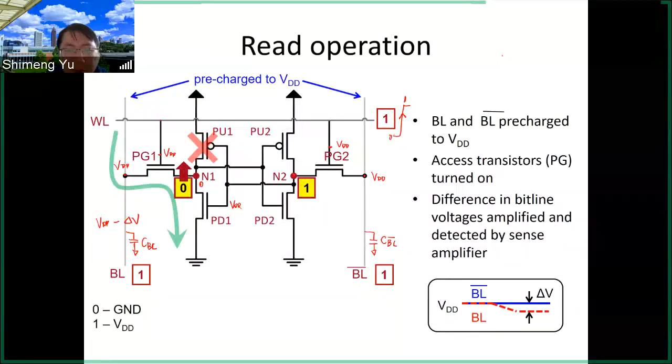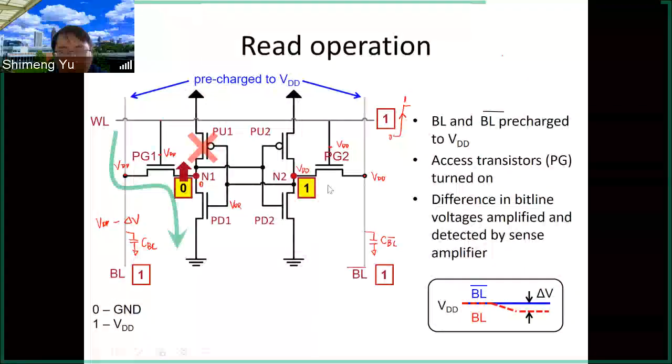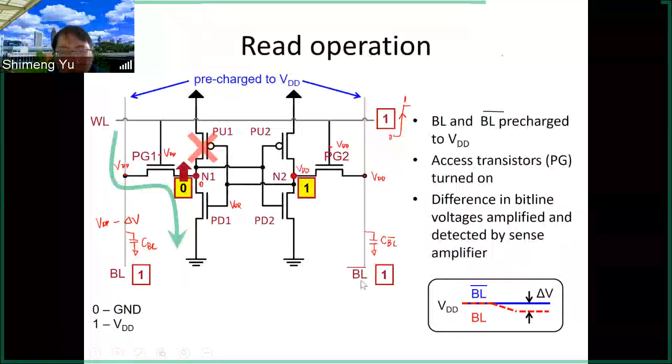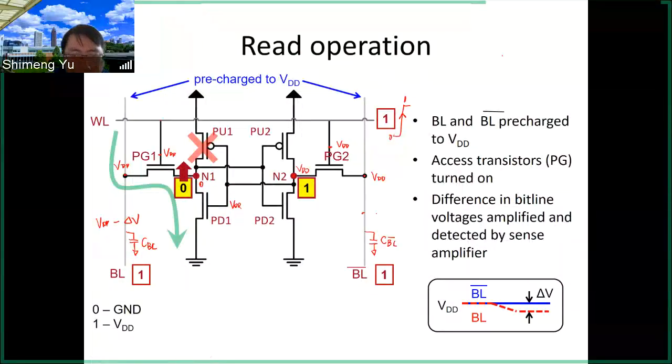And the N2 node, because it stores 1, is VDD. So you will see that the PG2 source and drain are at the same potential. There's no current flow. No current means no change here, so the BL bar voltage will remain at VDD.